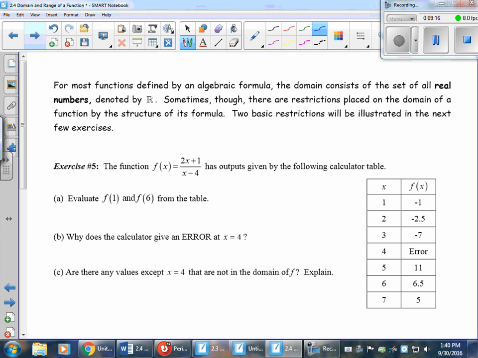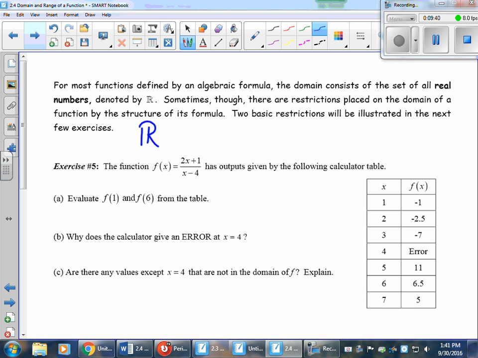For most functions defined by an algebraic formula, the domain consists of the set of all real numbers, denoted by a bold R. When we write it, we kind of write it looking like this. Sometimes, though, there are restrictions placed on the domain of a function by the structure of its formula. Two basic restrictions will be illustrated in the next few exercises.